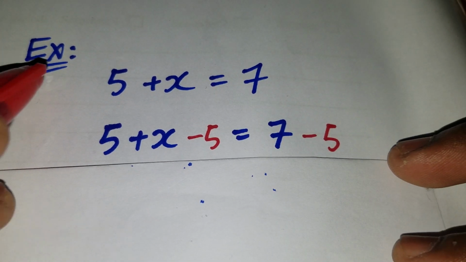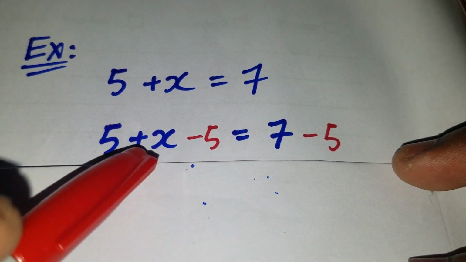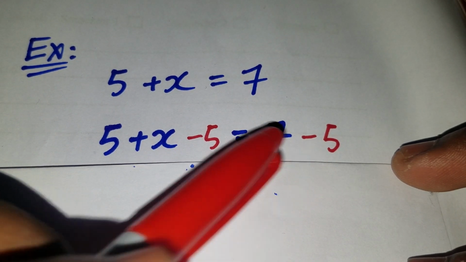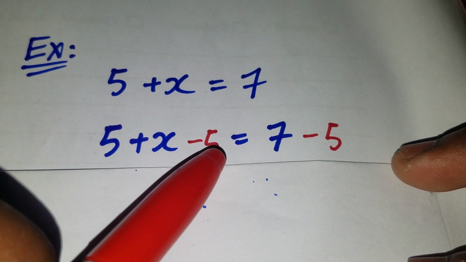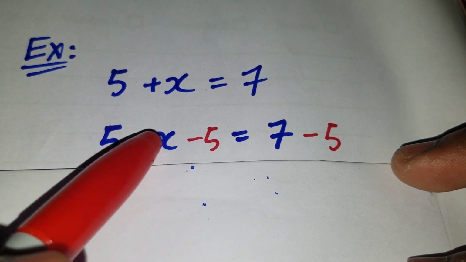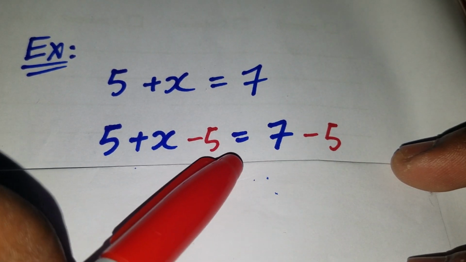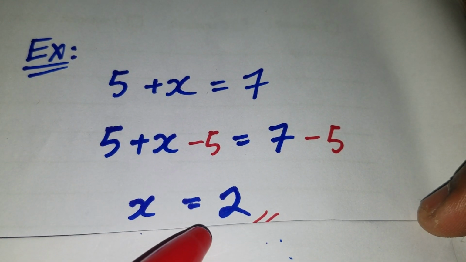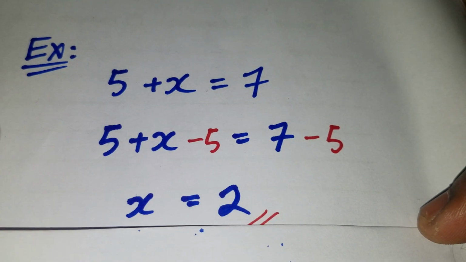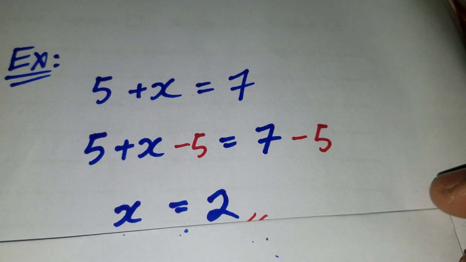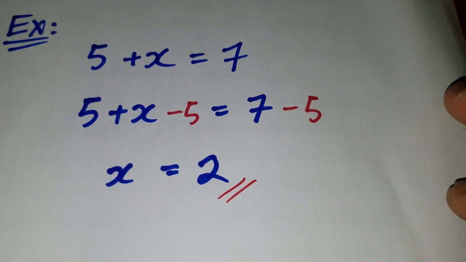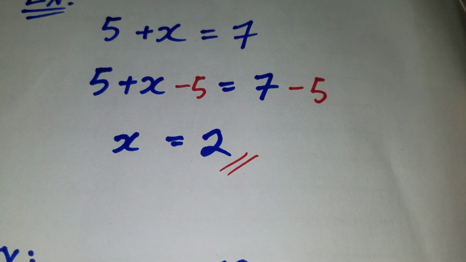Now, going on to this line, we can see that I minus 5 from 5 plus x, and I also minus 5 from 7. 5 minus 5 cancel, leaving us with x alone. 7 minus 5 leaves us with 2. So there we have x alone equals 2. So x is equal to 2. So that is basic transposition. And we have another example we can go to.